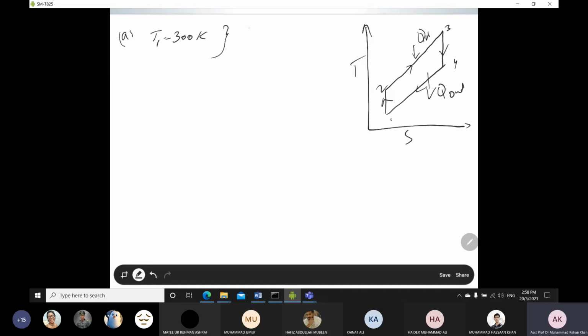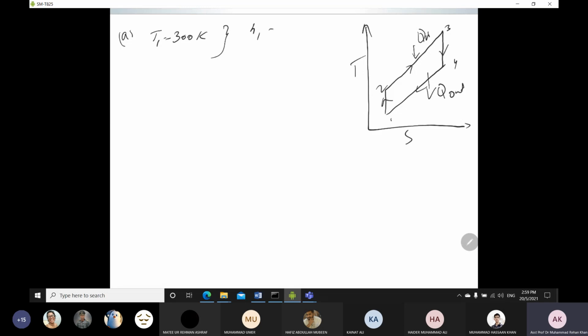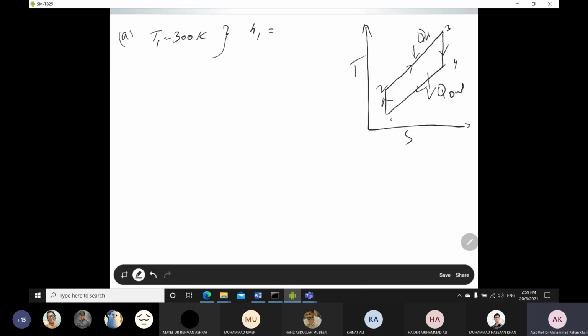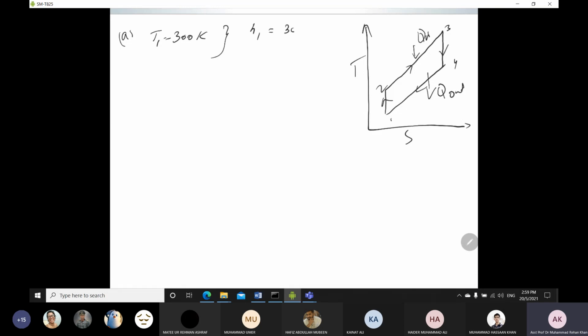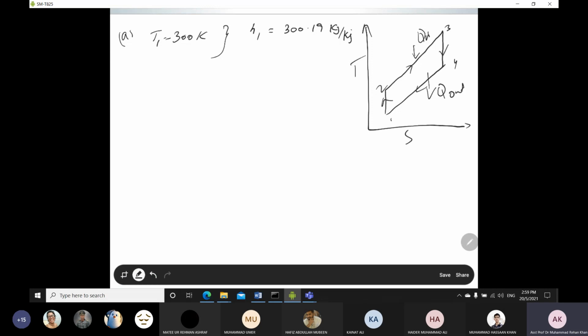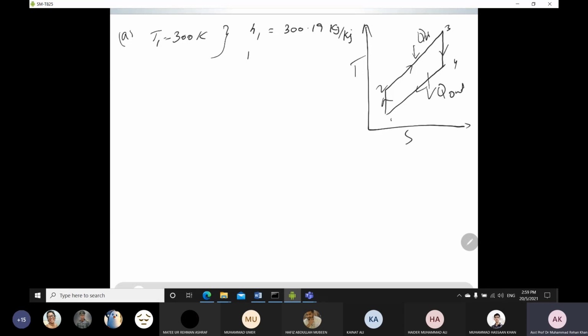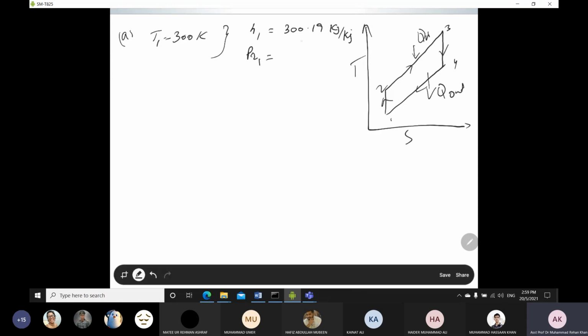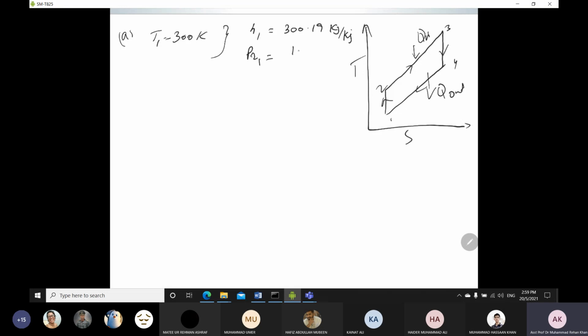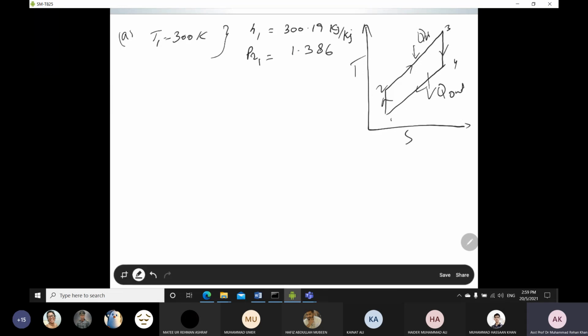So first we will just note down the value of enthalpy. You just have to go to A17 by yourself. It will be 300.19 kilojoule per kg for T1 equal to 300 Kelvin. Similarly, we also have to note another parameter, the relative pressure at point number 1, which is a dimensionless quantity. It will be equal to 1.386 for T1 equal to 300 Kelvin.